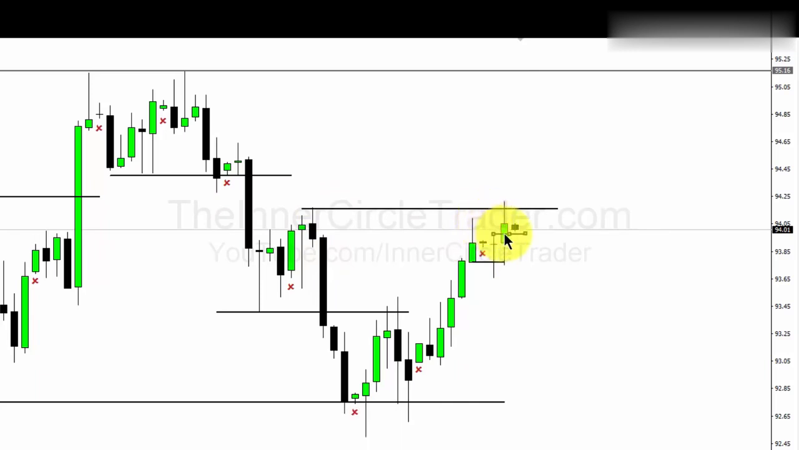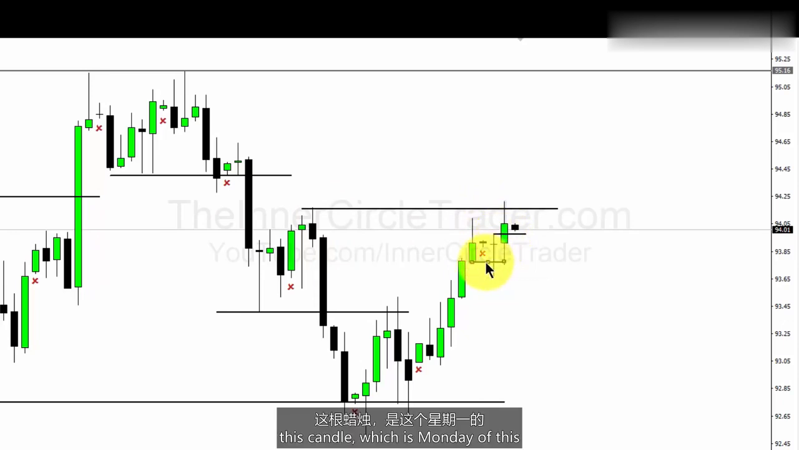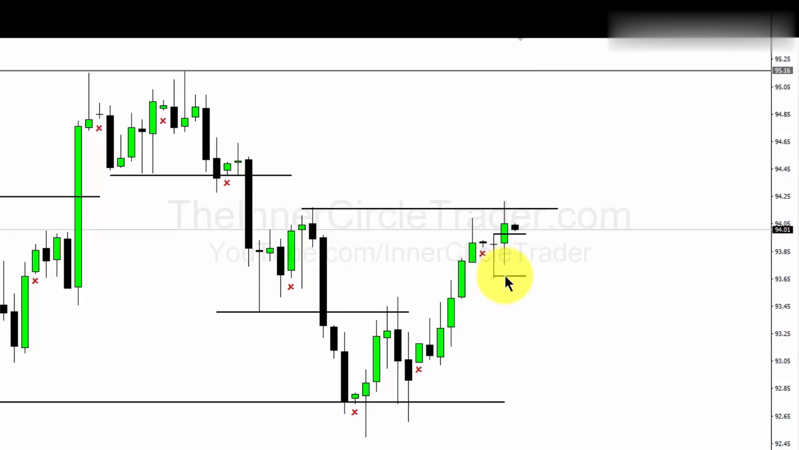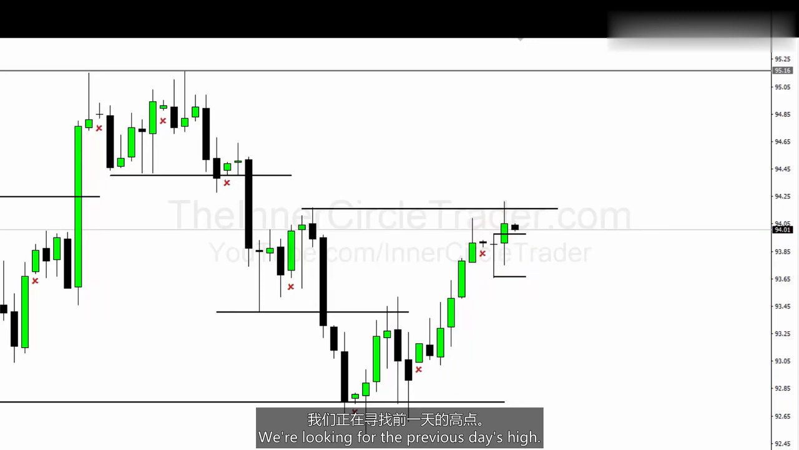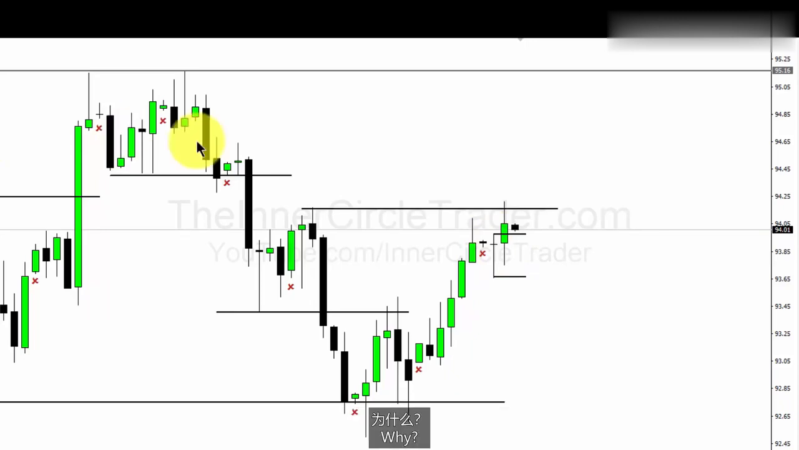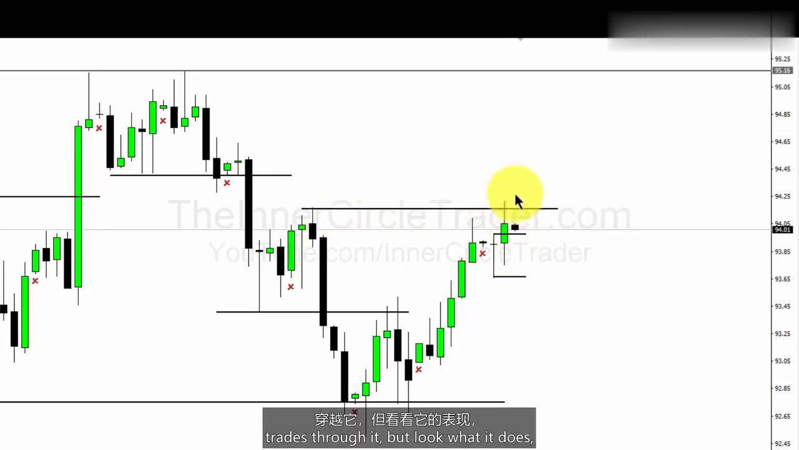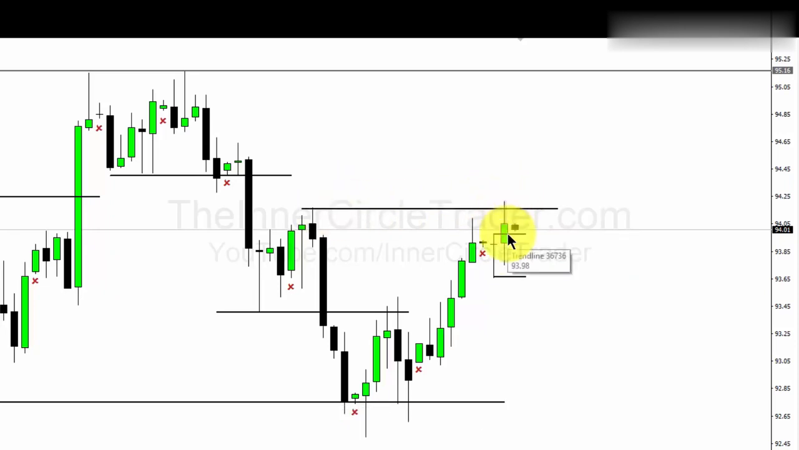Now we apply it to this candle, which is Monday of this particular week of the recording. And we see it open here. So what's the bias? We're looking for the previous day's high. Why? Because we have yet to trade back to this old resistance level. Market opens here, trades up, trades through it, but look what it does. It comes right back inside the daily range.